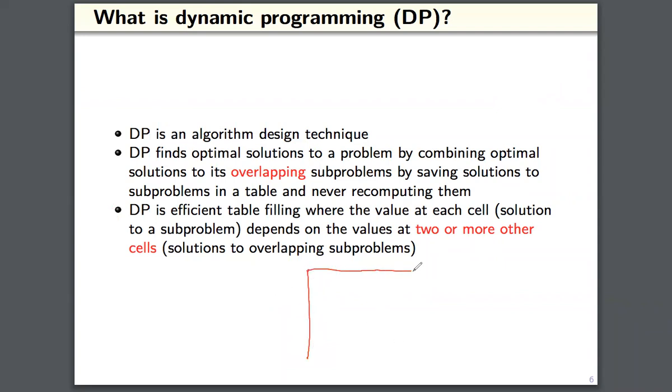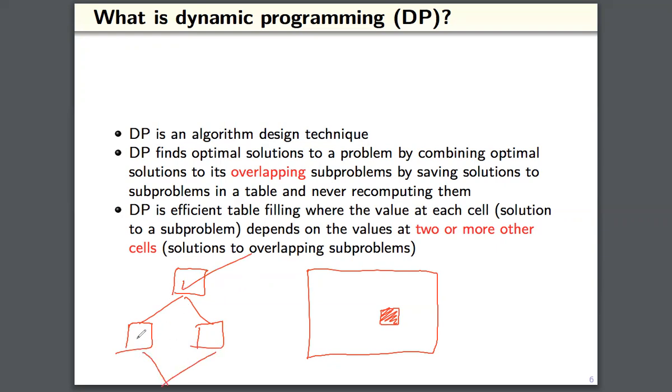But how do we fill the table? Here we fill a cell, right? We fill the table cell by cell. How do we fill a cell? A cell is the solution to a subproblem. The solution to this problem is the combination of solutions to this subproblem and this subproblem, right? These are the child functions.